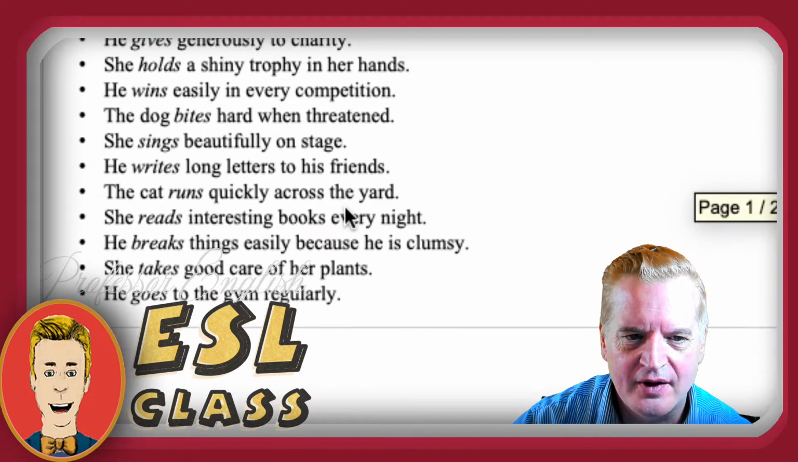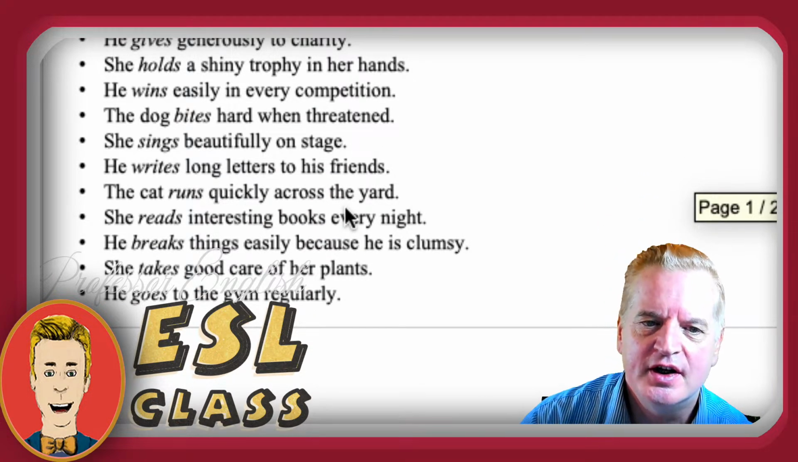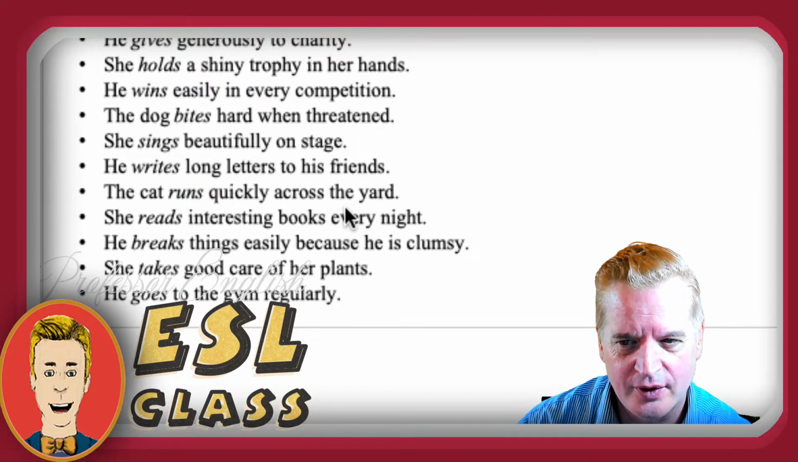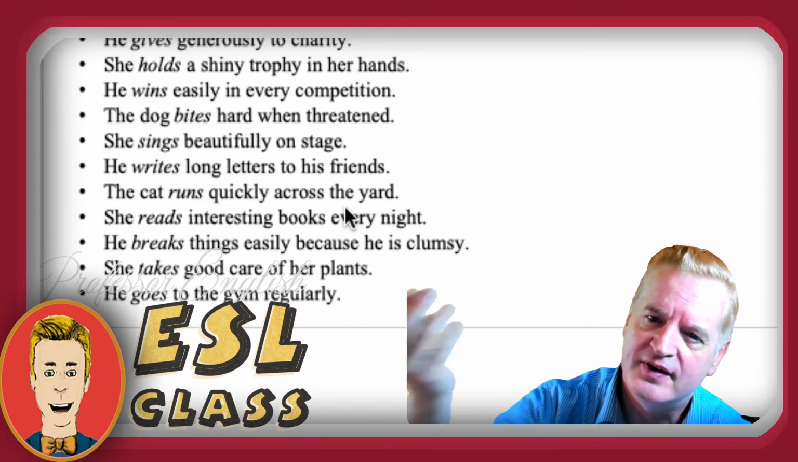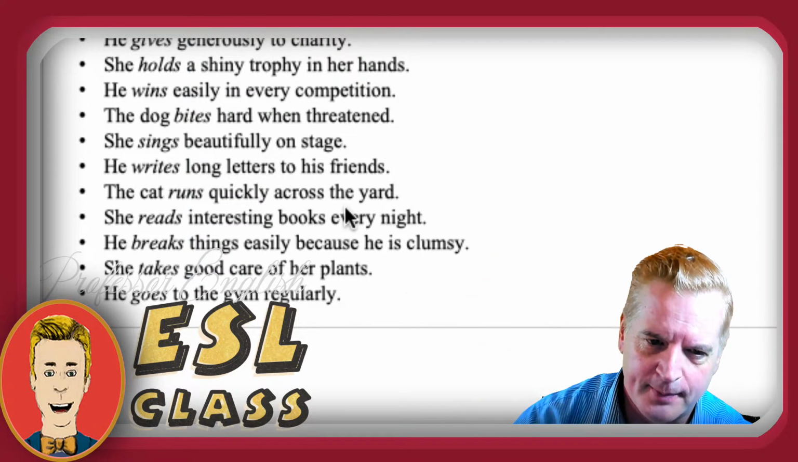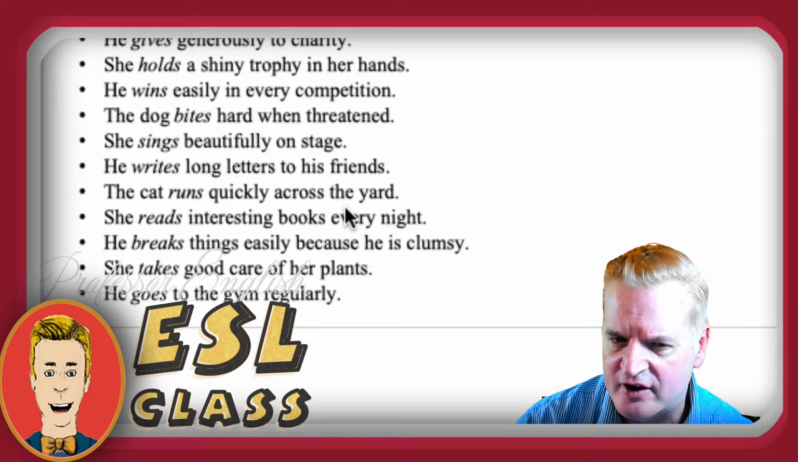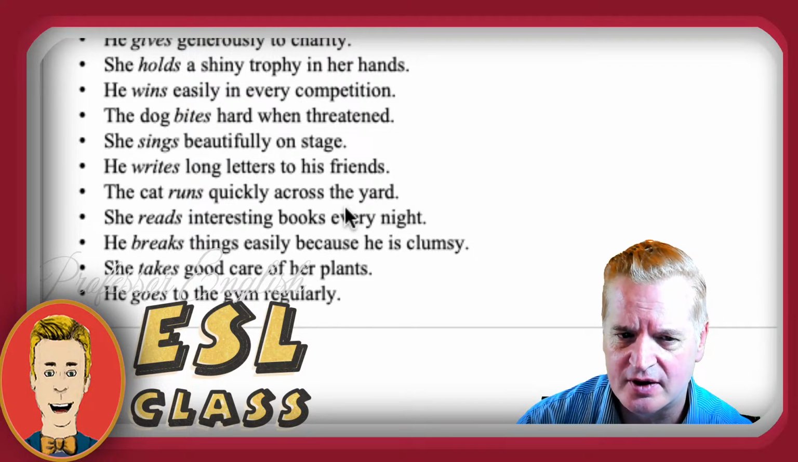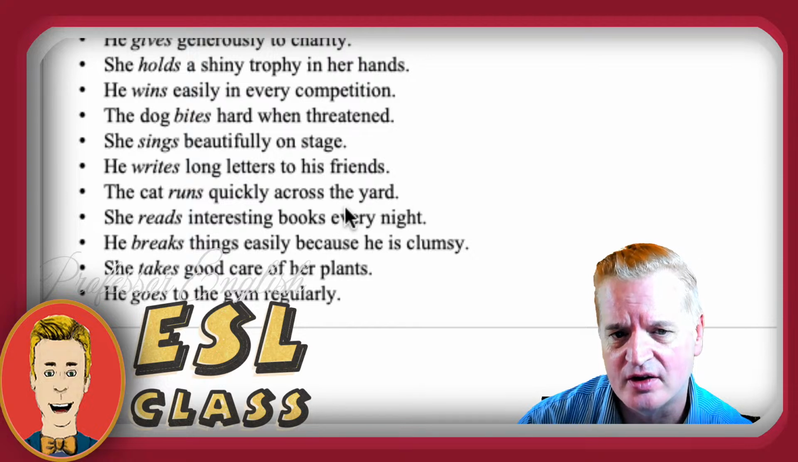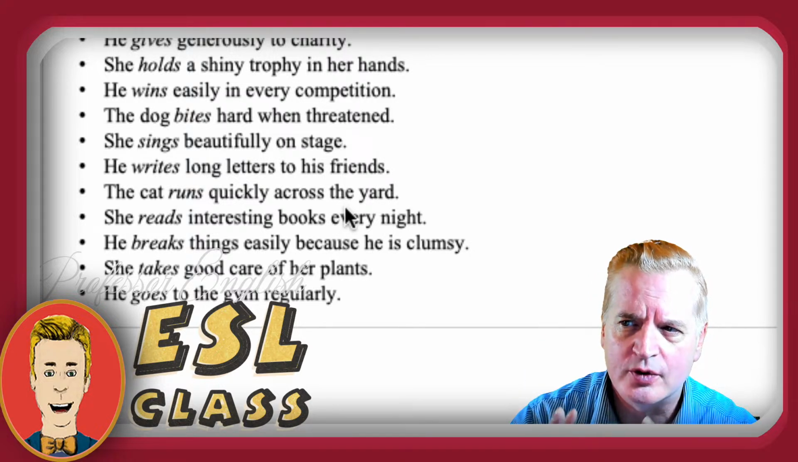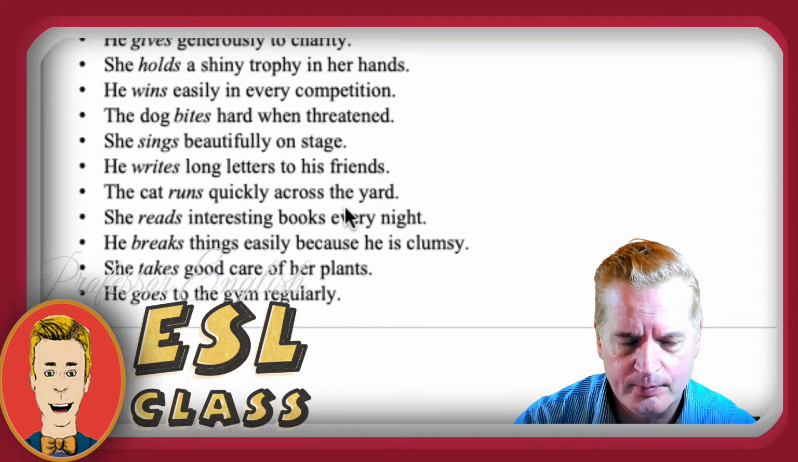Let's try the next sentence, which is, he builds strong houses for a living. For a living means this is how he makes his money. Okay. Can you identify any adverbs or adjectives in that sentence? Strong is an adjective. So let's make this our focus word for the sentence.